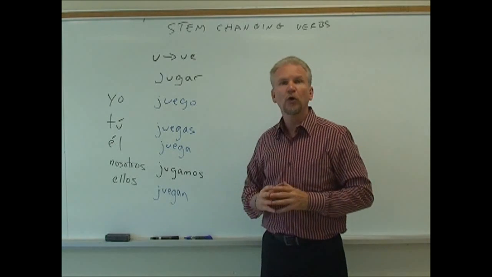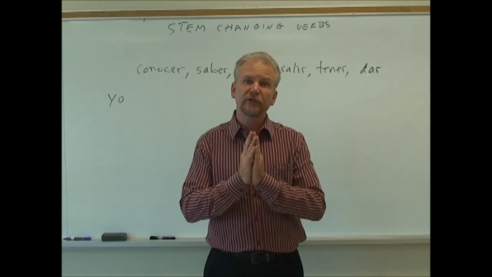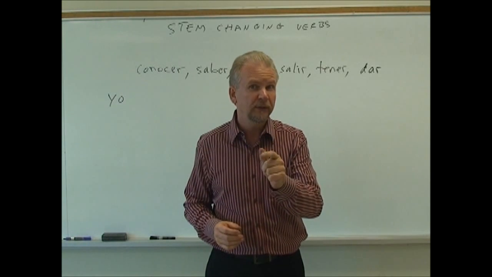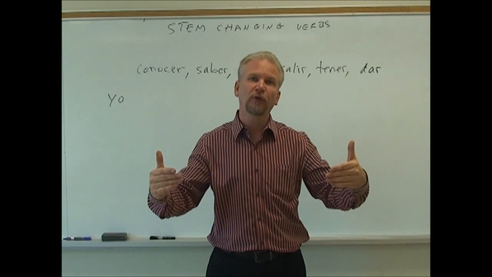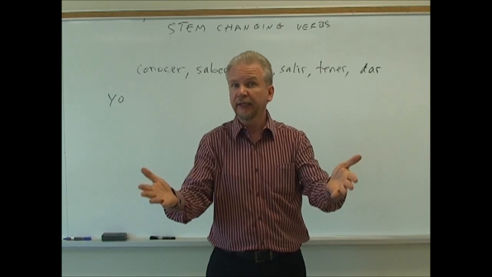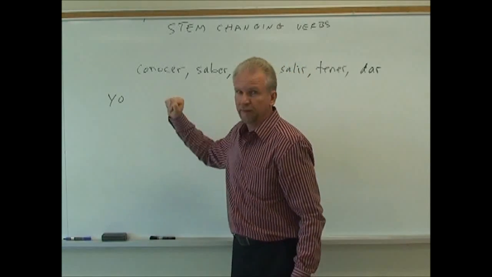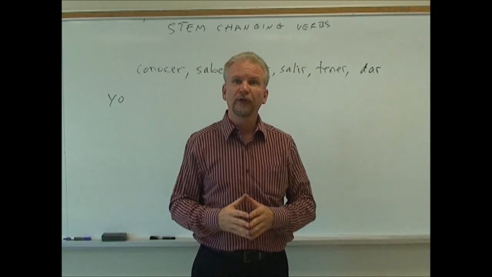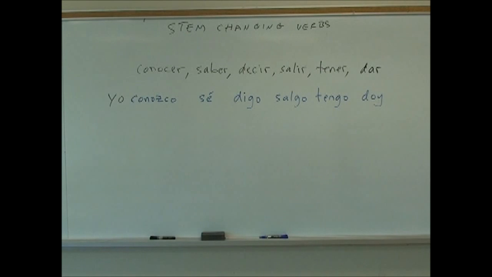Y ellos juegan. Now finally we have some stem-changing verbs where only the yo form changes. The other forms would be conjugated as normal AR, ER, IR verbs. Right? The first one we have is conocer. And here are a few more examples. Now we see how they are conjugated using yo, or the first person.